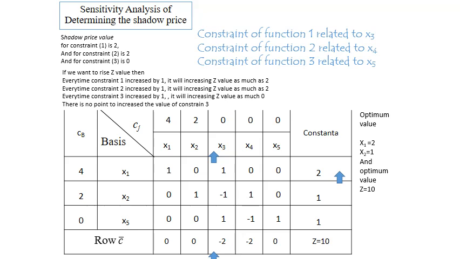If we want to raise the z value, then every time constraint 1 is increased by 1, it will increase the z value by 2. And every time constraint 2 increases by 1, it will increase the z value by 2. But every time constraint 3 is increased by 1, it will not increase the z value. So there is no point to increase or decrease the value of constraint 3.